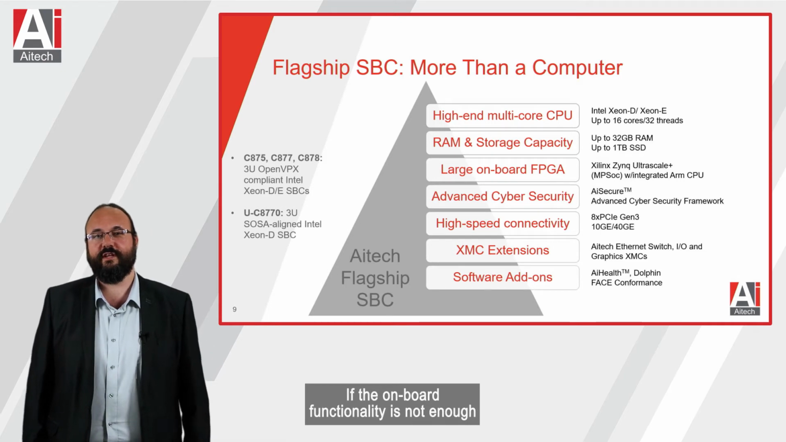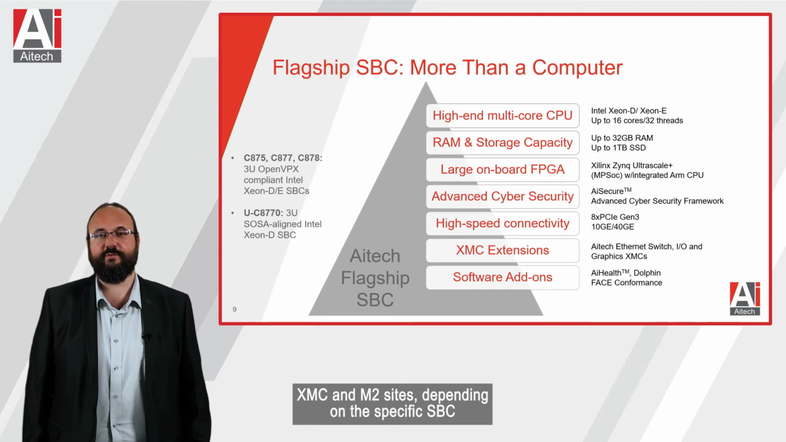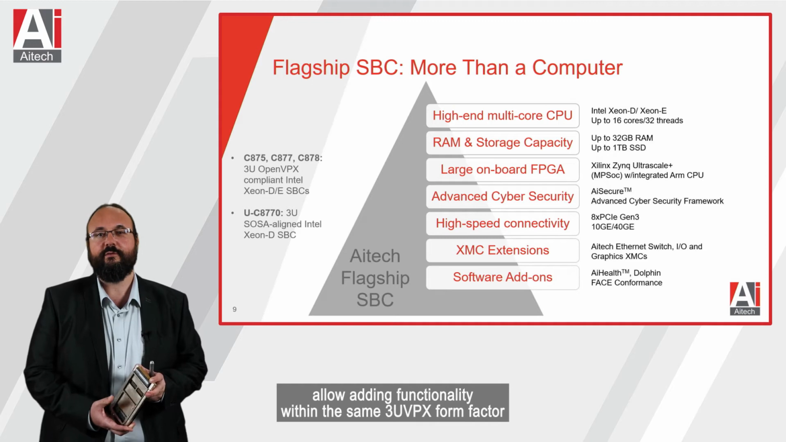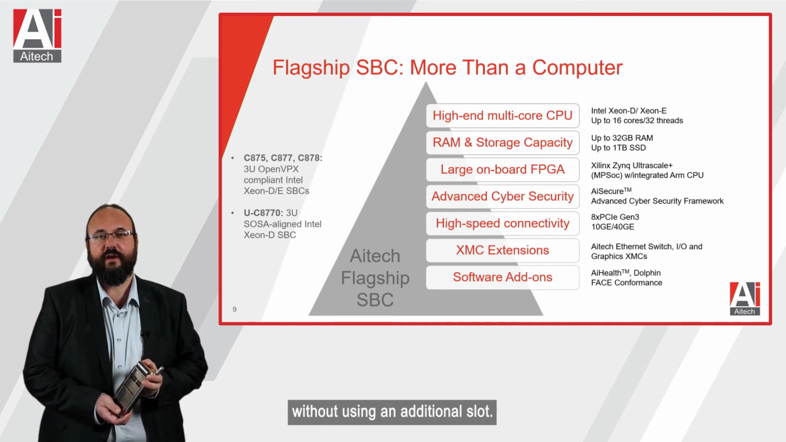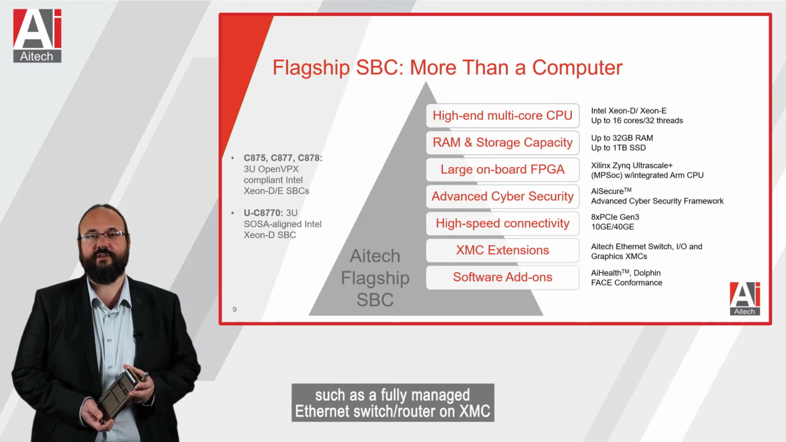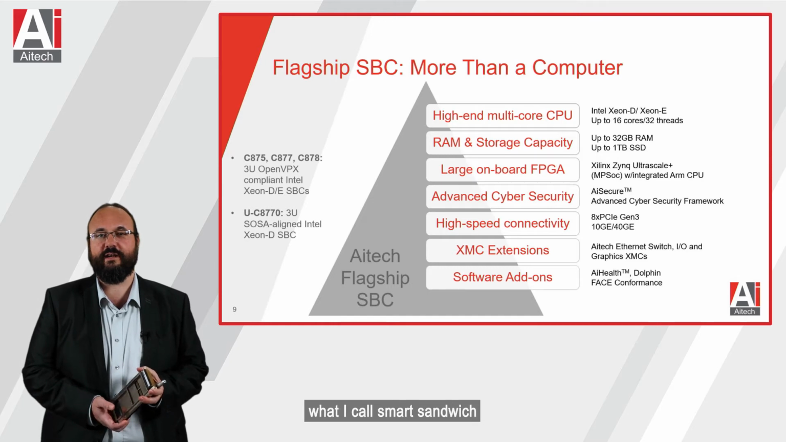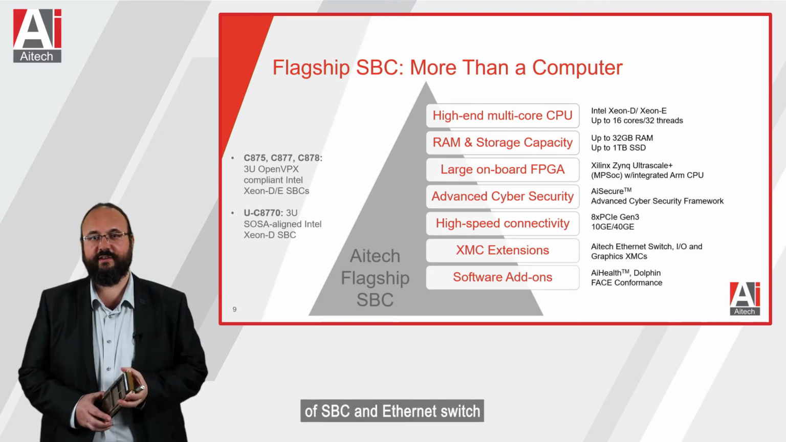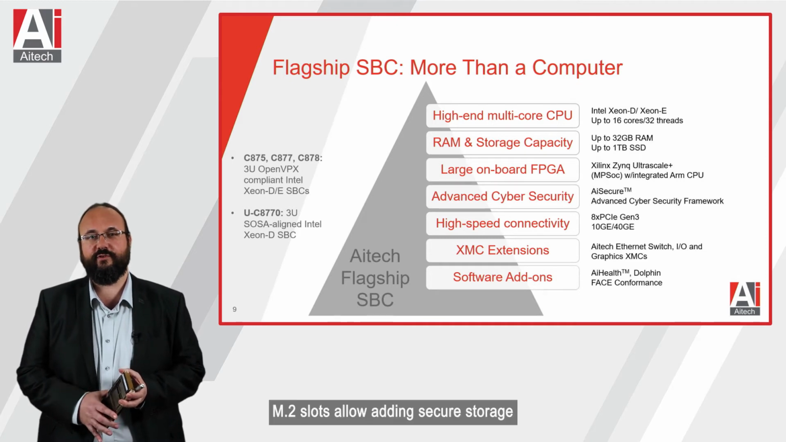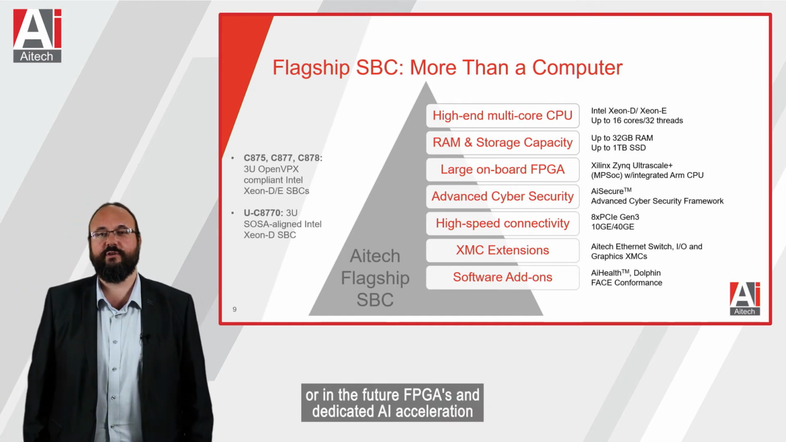If the onboard functionality is not enough, XMC and M.2 sites, depending on the specific SBC, allow adding functionality within the same SWaP-C form factor without using an additional slot. iTech offers a variety of innovative XMC products, such as a fully managed Ethernet switch router on XMC, so it's possible to build a subsystem, what I call a smart sandwich, of SBC, Ethernet and Ethernet switch using only a single SWaP-C slot.